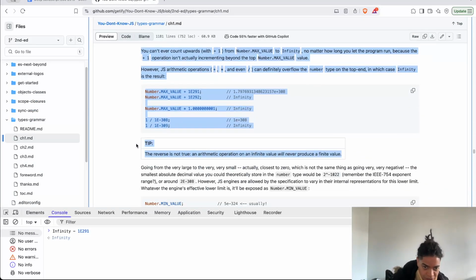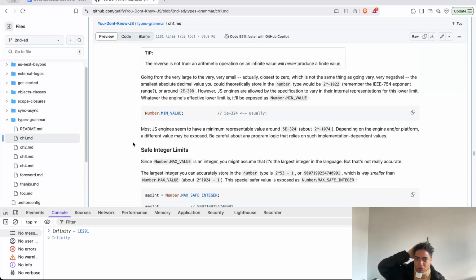So why do we even care about this? Going from the very large to the very, very small, actually closest to 0, which is not the same as going very, very negative. The smallest absolute decimal value you could theoretically store in the number type will be 2 to the power of this. Remember, the IEEE exponent range, or around E-308.